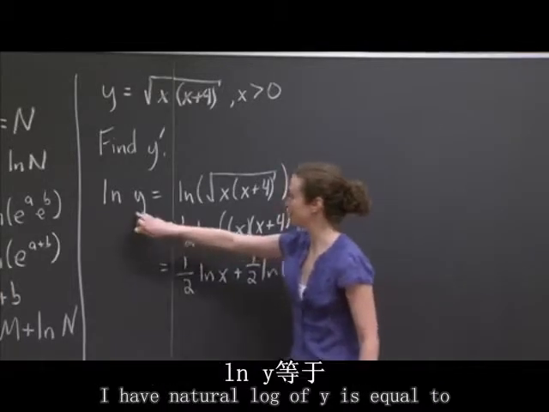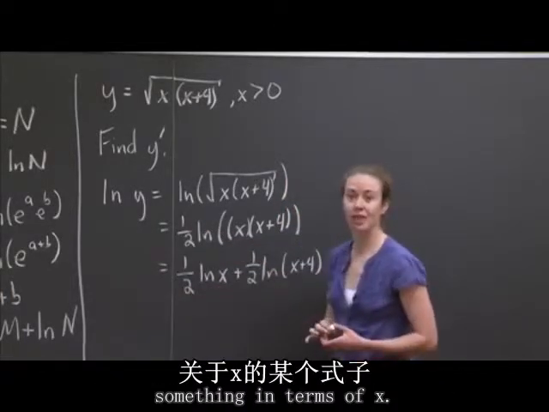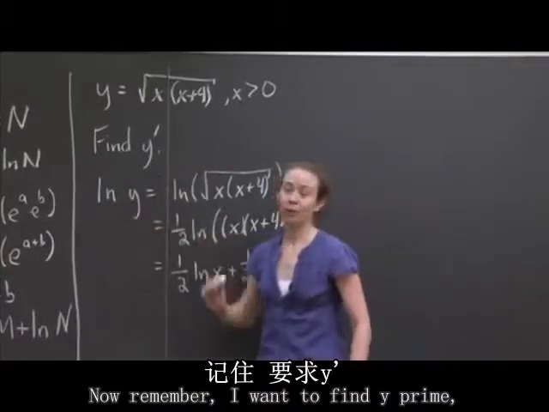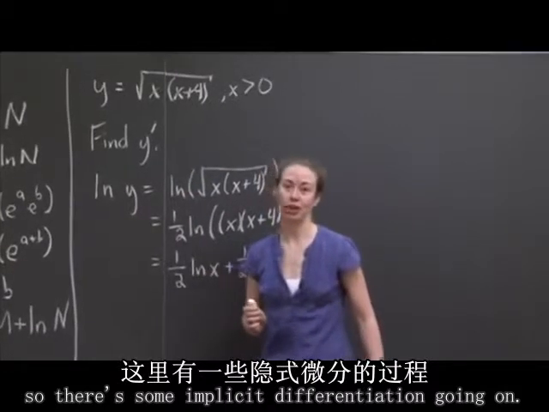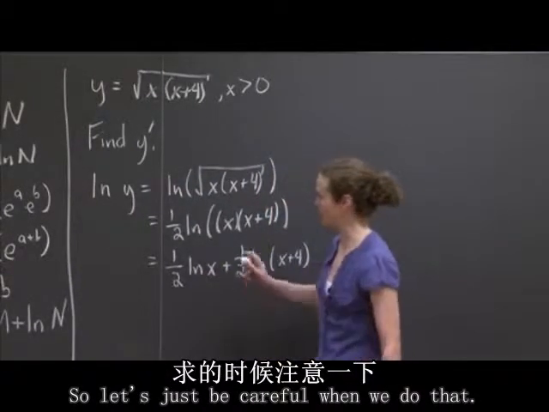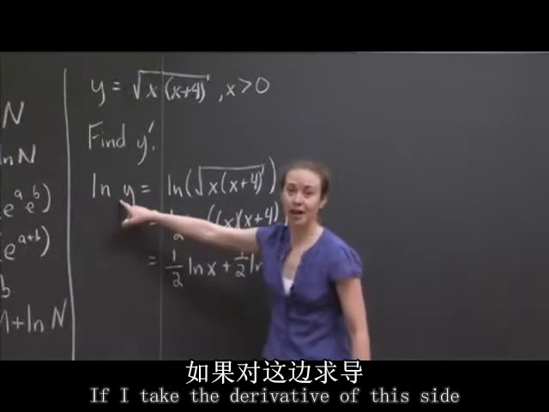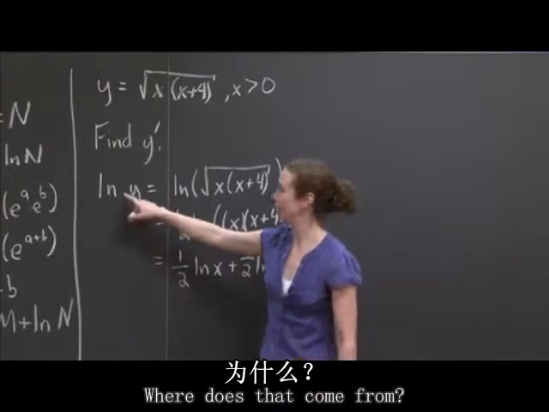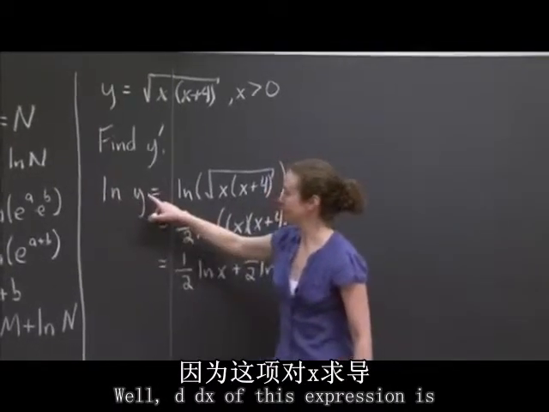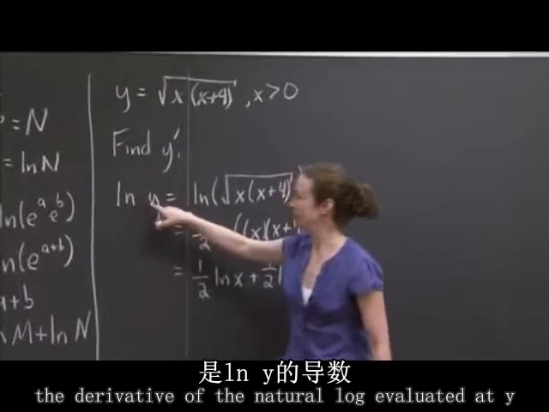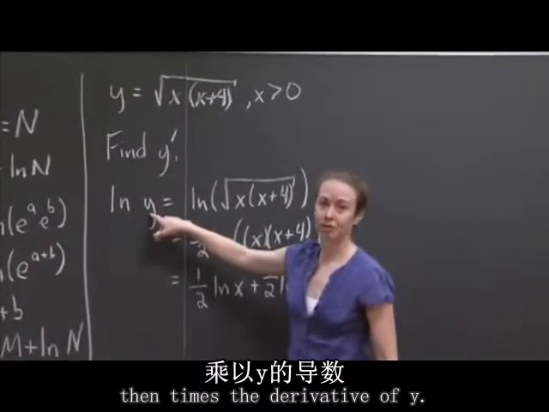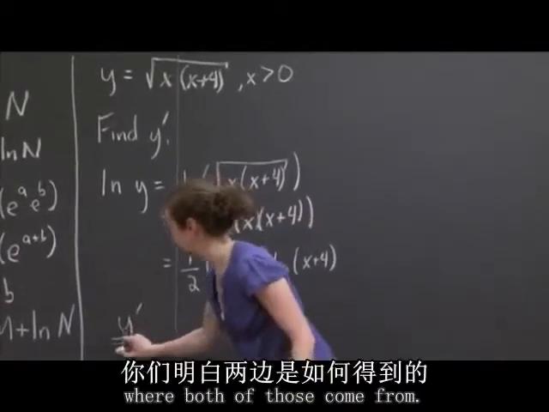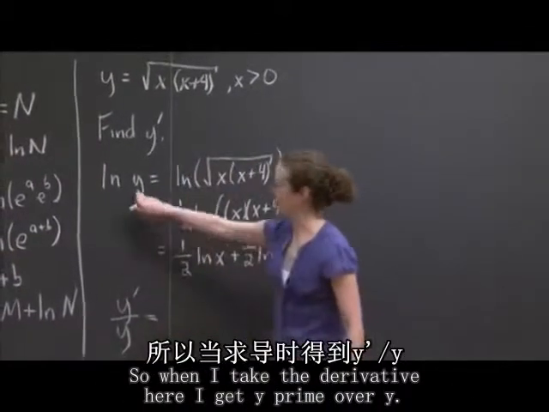I have natural log of y is equal to something in terms of x, and now I can take the derivative of both sides. Now remember, I want to find y prime, so there's some implicit differentiation going on. So let's just be careful when we do that. If I take the derivative of this side, I don't just get y prime, I get y prime over y. Where does that come from? Well, d/dx of this expression is the derivative of the natural log evaluated at y, then times the derivative of y. You've seen this a lot by now, but just to make sure you understand where both of those come from. So when I take the derivative here, I get y prime over y.